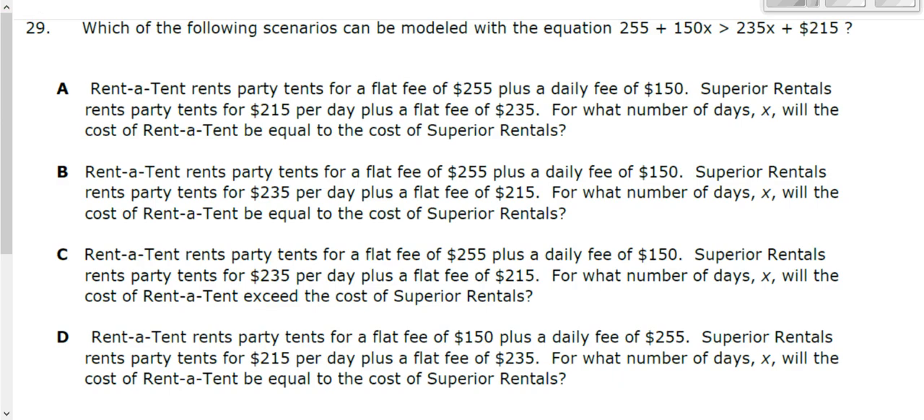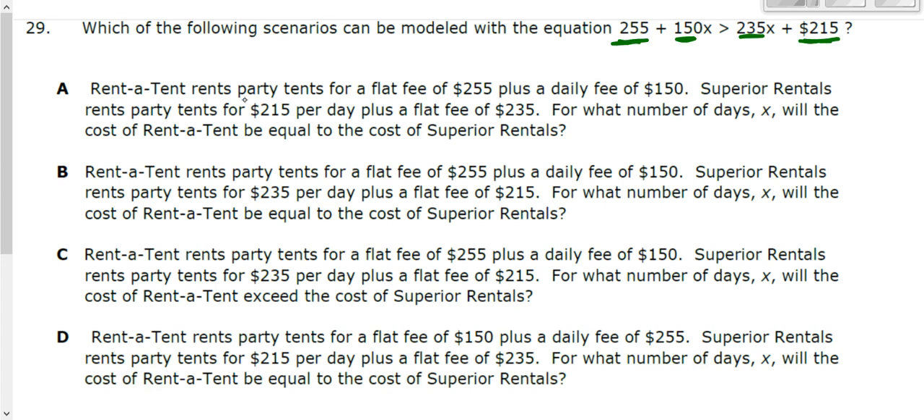Number 29, which of the following scenarios can be modeled with the equation 255 plus 150x is greater than 235x plus 215? Okay, so I'm looking for an equation where the rate of change is 150 and the constant is 255. And then on the right side, the rate of change is 235 and the constant is 215.